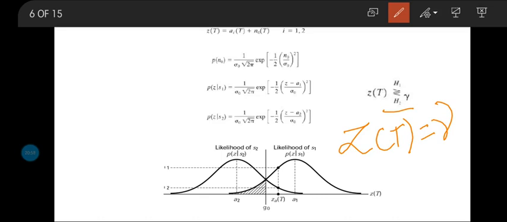So basically H1 and H2 are either s1 is sent or s2 is sent. So that's about the first step of sampling, and then the second step of thresholding or threshold measurement hypothesis that has to be considered.